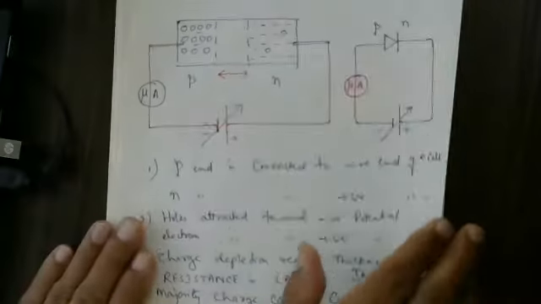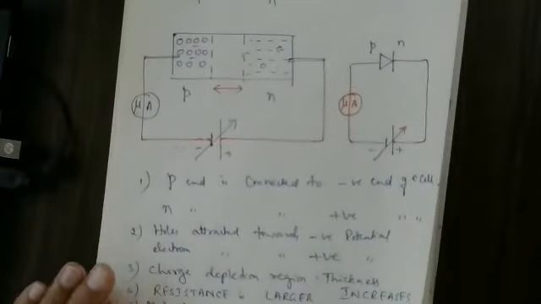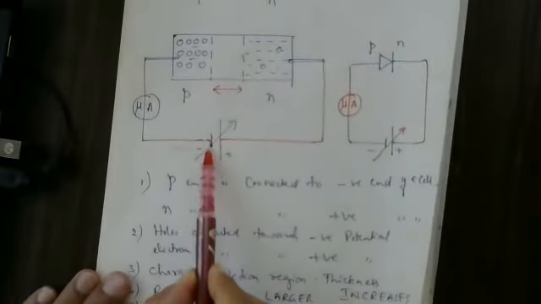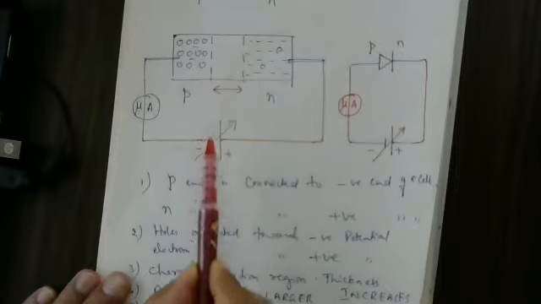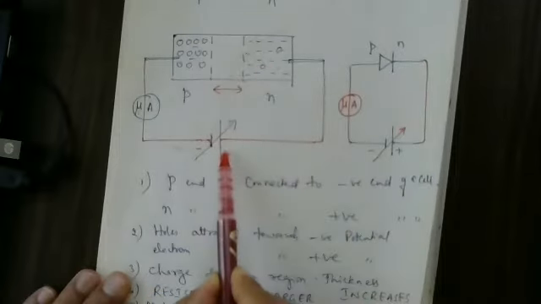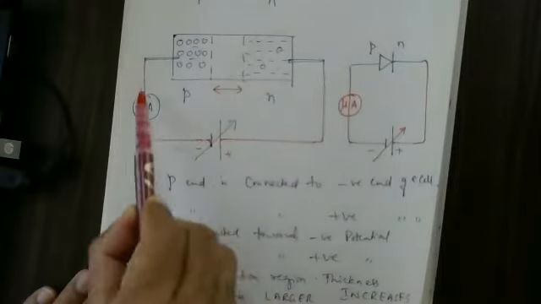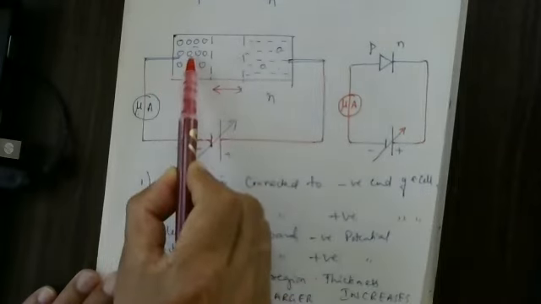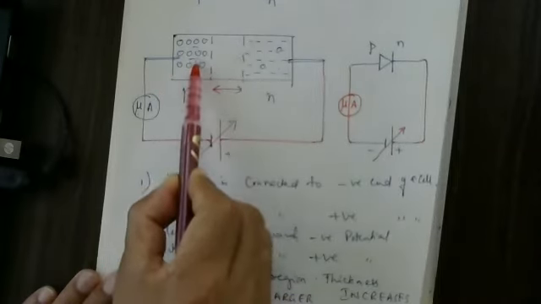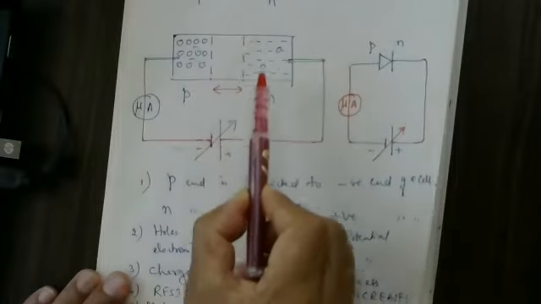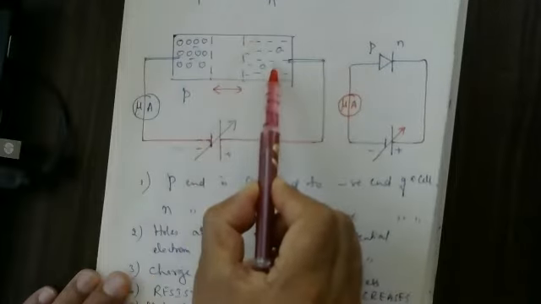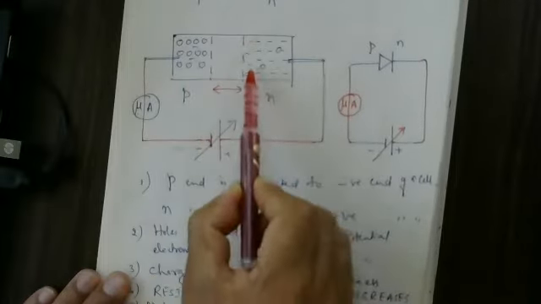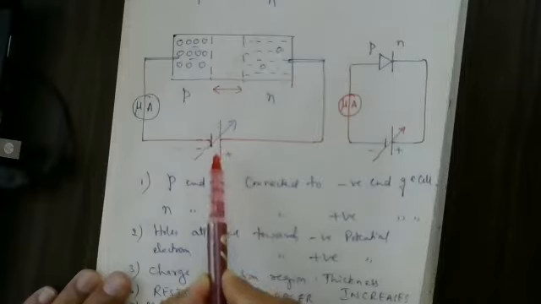So again, you see that another one or two points I have to write here. P variety must be connected to the negative potential, and N variety must be connected to the positive end of a cell. Then it is called reverse bias. Holes are the majority charge carriers in p-type, and they are attracted towards the negative potential. Electrons are the majority charge carriers in n variety.